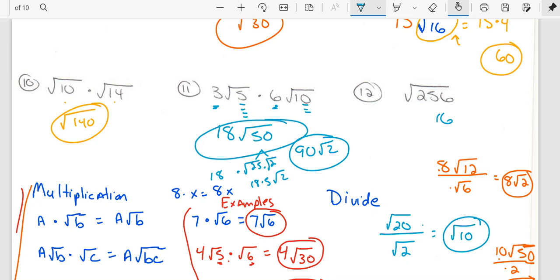You don't have to. And this is 16. 256 is a perfect square. If you just put it in the calculator, that is 16.